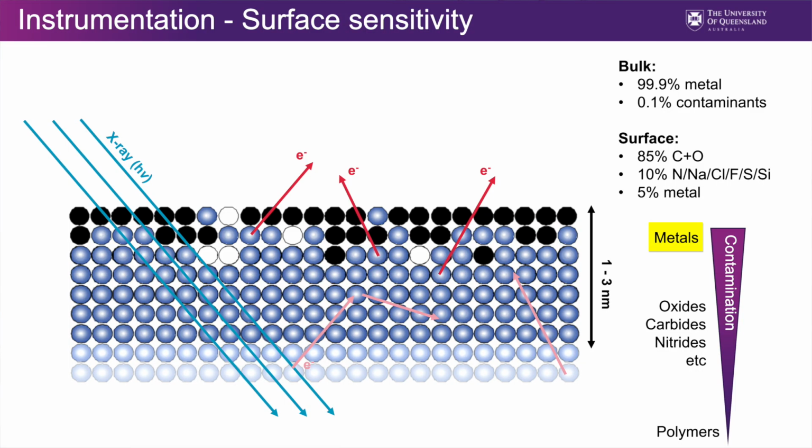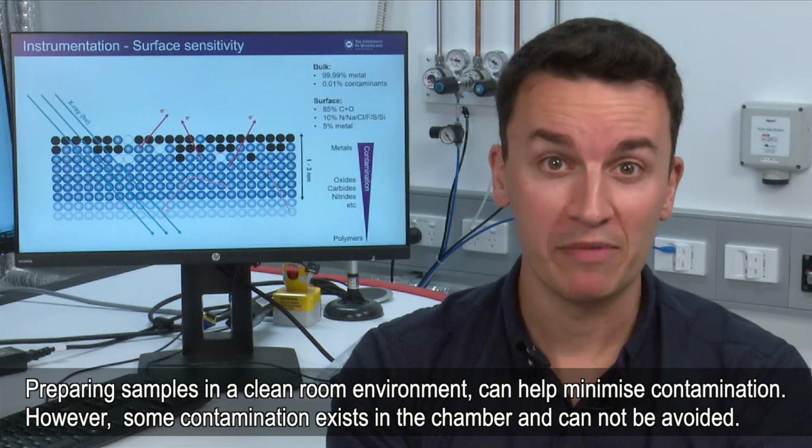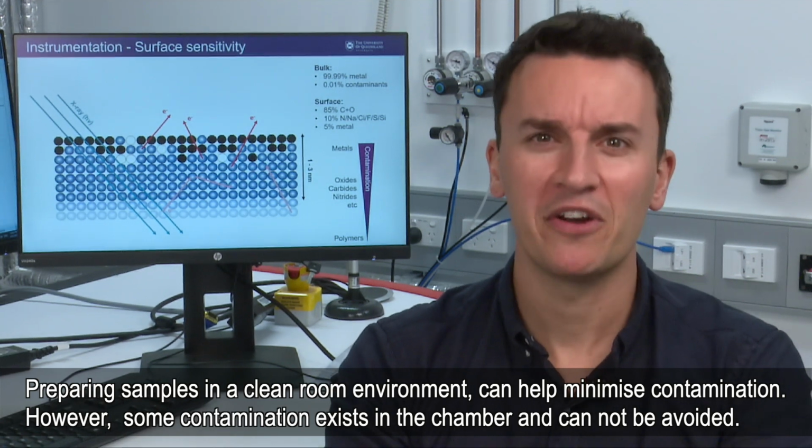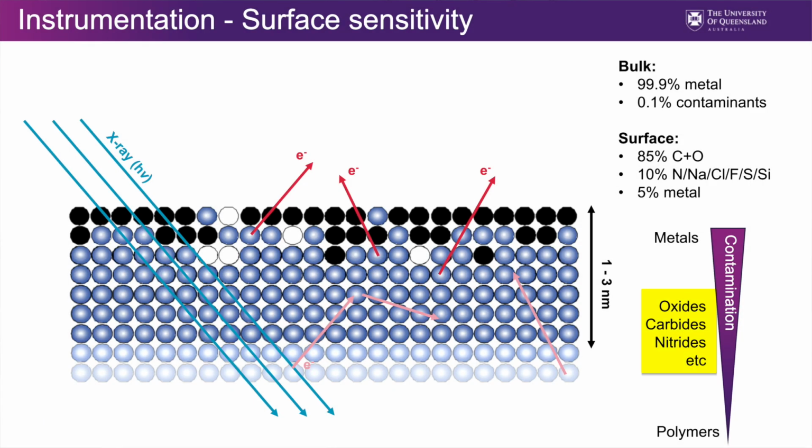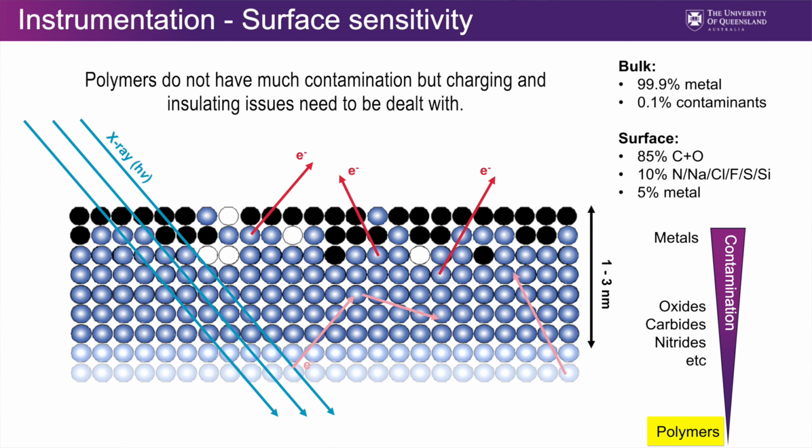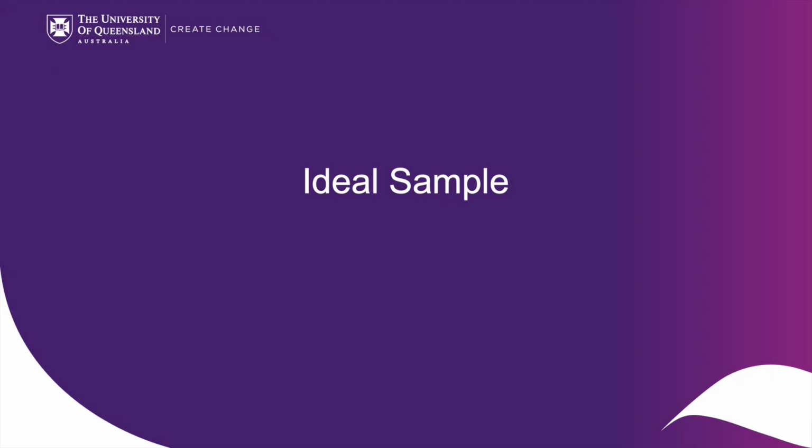If we have a metal sample, we will pretty much always see contamination, unless this was prepared in a clean room environment, but even then in the chamber there'll still be a very small degree of contamination that we just can't help. Carbides, oxides, they are a little bit contaminated. Polymers, something like Teflon, nothing really sticks to Teflon. We don't have to worry about contamination so much, but we do need to worry about charging and insulating. So it just depends on the sample.